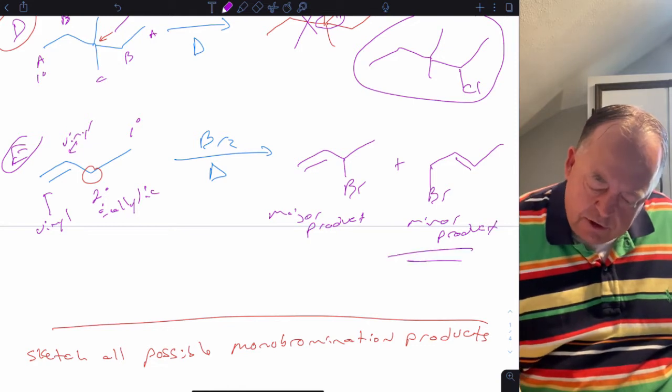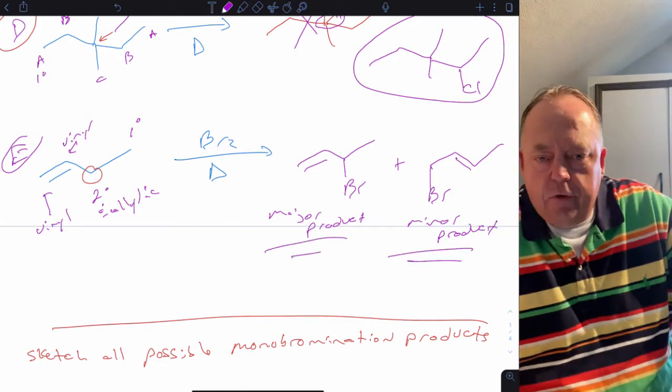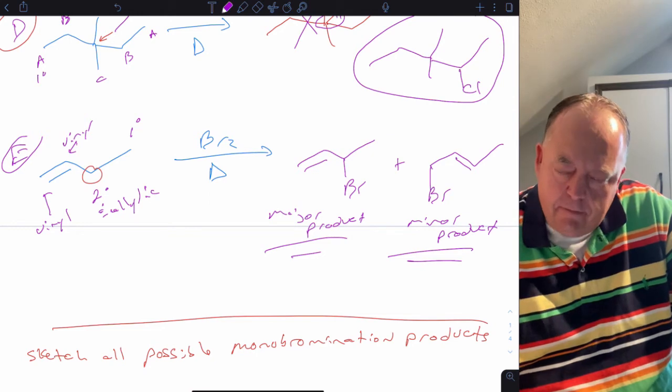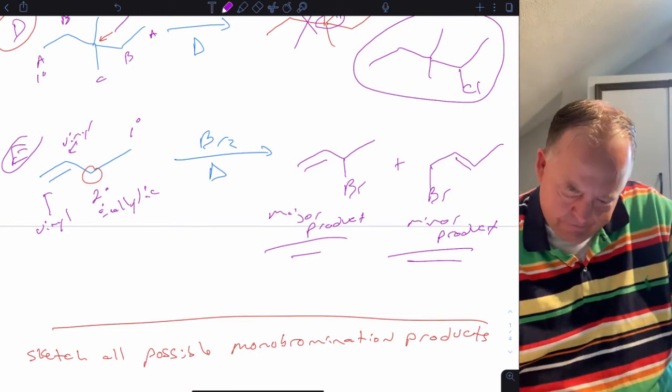So at the end of this lecture, let's write a mechanism for this reaction and explain how you make both the major product and the minor product.